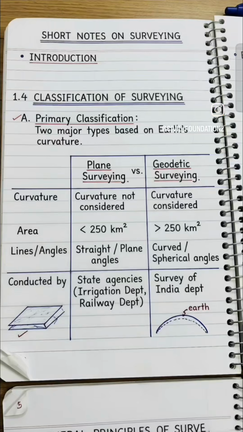The second part of the civil engineering surveying section is the classification of surveying. Mainly we can divide surveying into two categories. This is the primary classification of surveying: one is plane surveying and the other is geodetic surveying. Plane surveying refers to situations where we do not consider the curvature of the earth in our calculations, and geodetic surveying refers to situations where we do consider the curvature of the earth in our calculations.